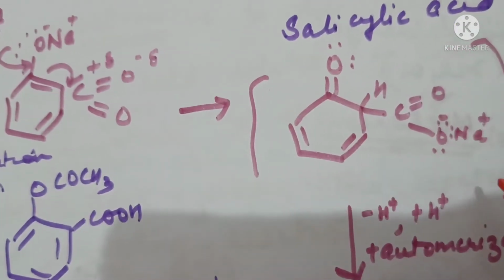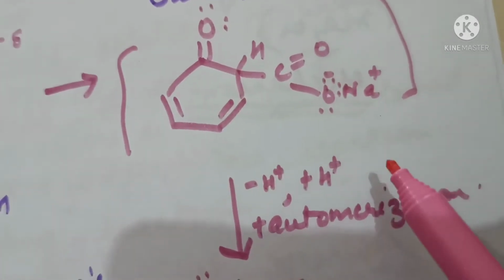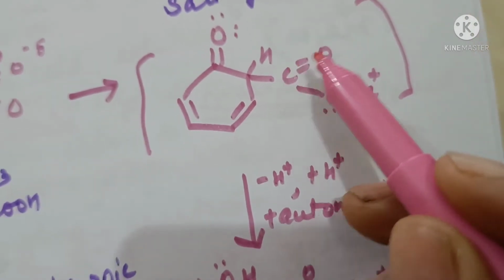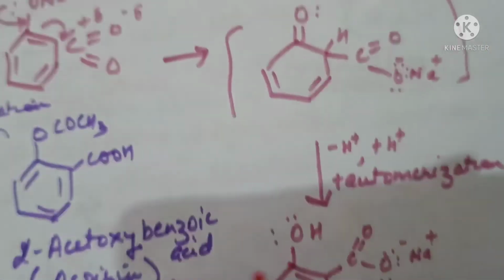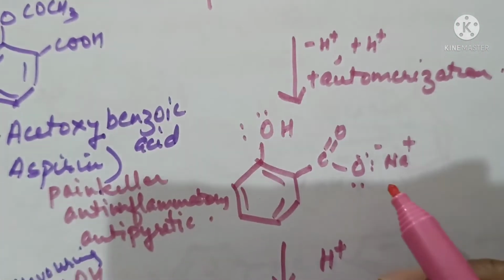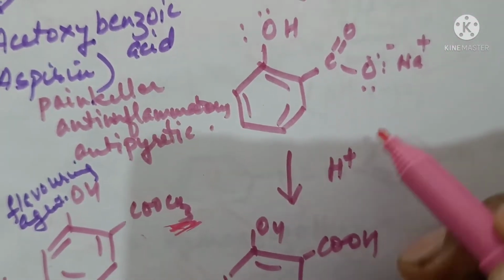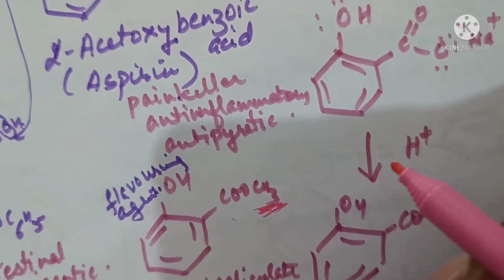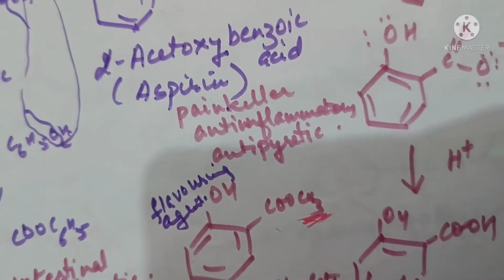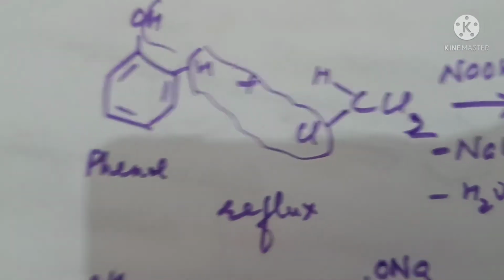Now in this intermediate, these electrons will move back here and these electrons back here. So the compound is COONa with a double bond over here, and this is sodium salicylate. On acidification, the H will come here and Na will be removed as NaCl. So salicylic acid is obtained. This is the mechanism of the Kolbe reaction. Next reaction is the Reimer-Tiemann reaction.